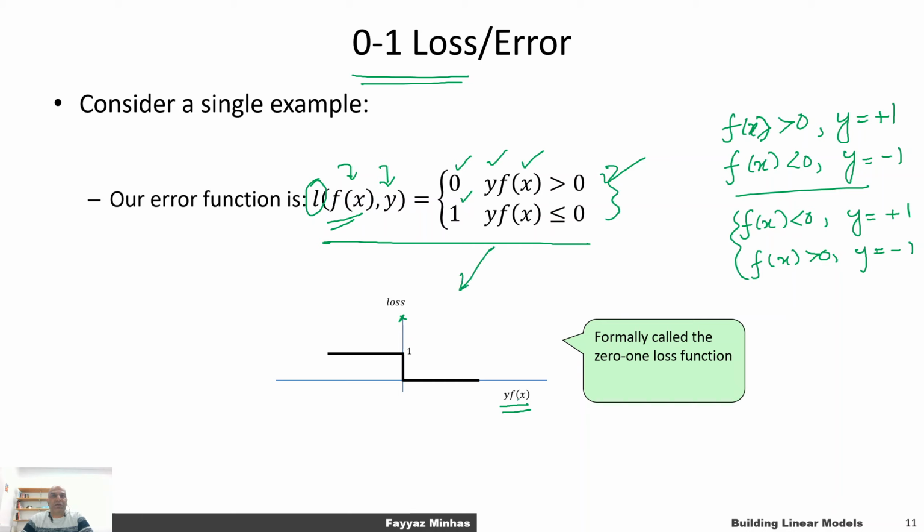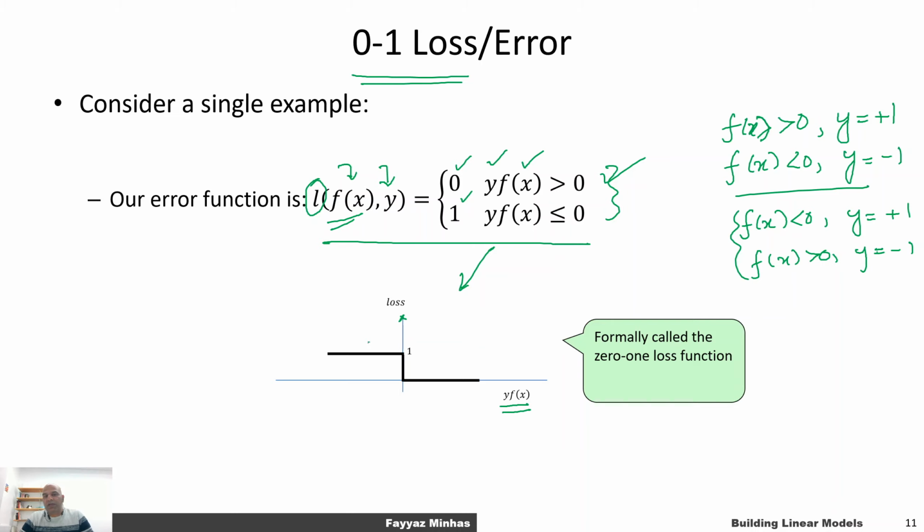For cases in which the product of y into f of x is greater than 0, you don't have any error. However, if the product of y into f of x is less than 0, then you have an error of exactly 1. So for a given example, we can determine using this 0-1 loss function whether that example is being classified correctly or not.